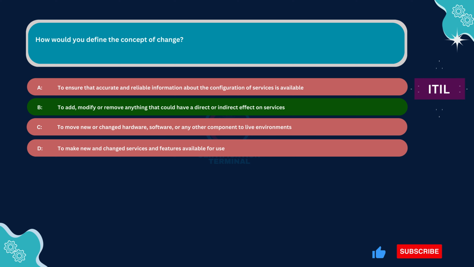Option D is incorrect. This option refers to the implementation or release of changes, focusing on making new or altered services available to users. While it describes a stage in the change management process, it doesn't define the overall concept of change, which includes adding, modifying, or removing elements affecting services.